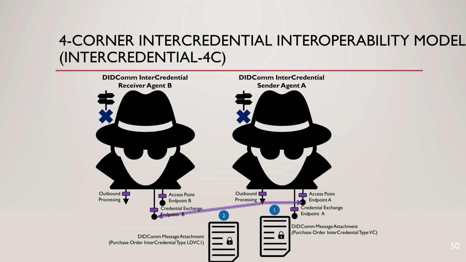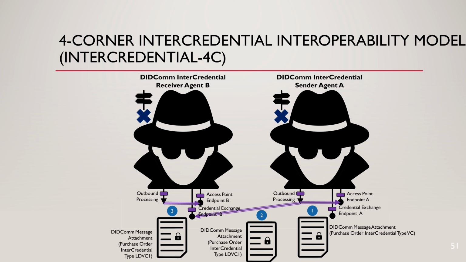Then the next thing that's going to happen after the access endpoint A has transformed that VC InterCredential type into an LDVC1 InterCredential type, the outbound origin of the sender is going to send that over to the credential exchange endpoint of the receiver. That's step number 2. Then step number 3, on receipt of that LDVC1, for completeness, the receiver is going to send it to its access endpoint for potentially further transformation. But in this case, we already know that LDVC1 is the common denominator credential format. So in fact, number 3, although it will physically take place or could be optimized out, is in effect a no-op.